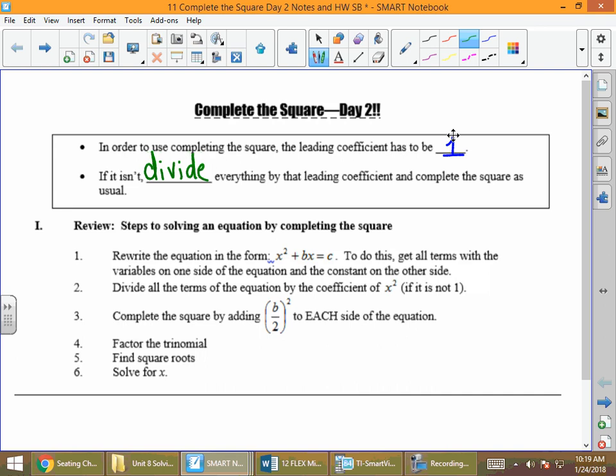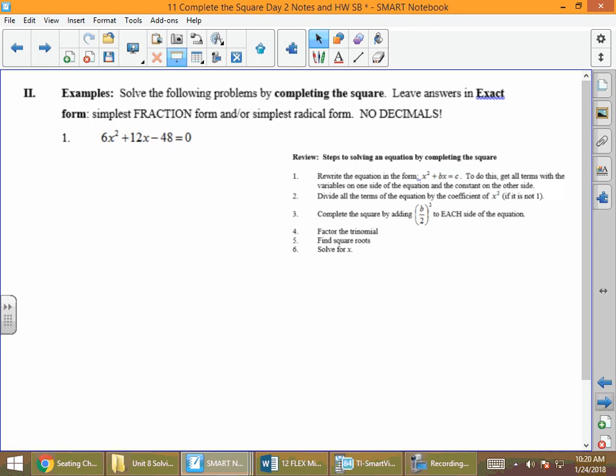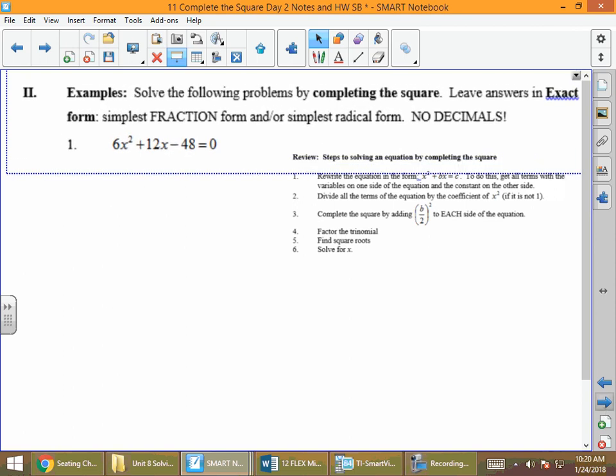I will say that I tend to do step number 2 first. I tend to divide all the terms of the equation by the coefficient of x squared first, and then put the variables on one side and the constants on the other. It does not make any real difference when you're doing these problems. So if you tend to put the variables on one side and the constants on the other at the start, that's good too. For most of you, if you understood our previous notes for completing the square, these are going to be very quick for you to understand.